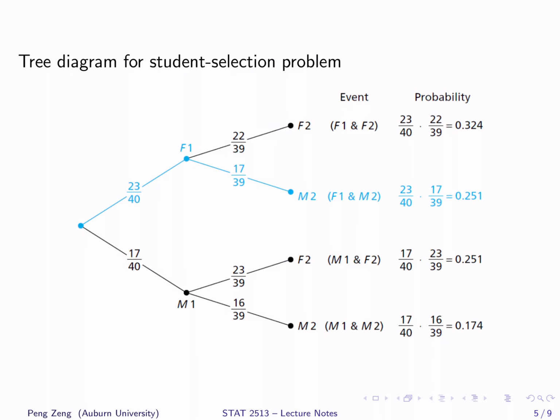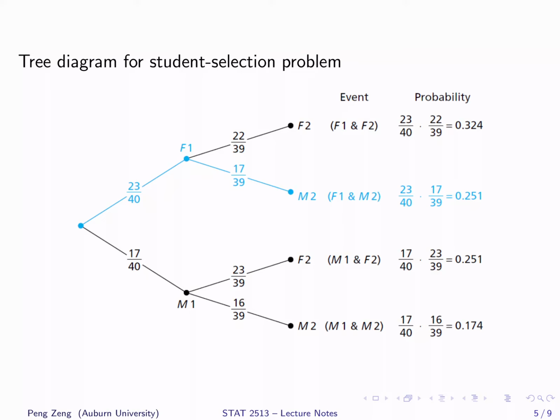The probability can also be demonstrated using a tree diagram. It lists all possible scenarios. The first student selected can be a female, with probability 23 over 40. The first student selected can be a male, with probability 17 over 40.